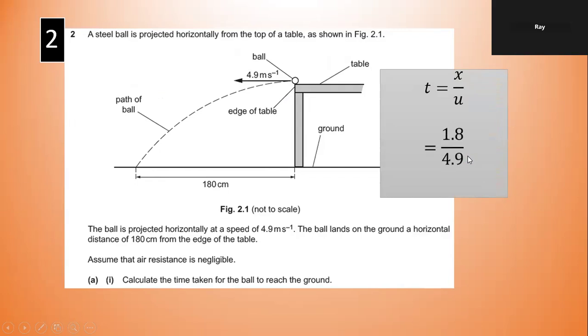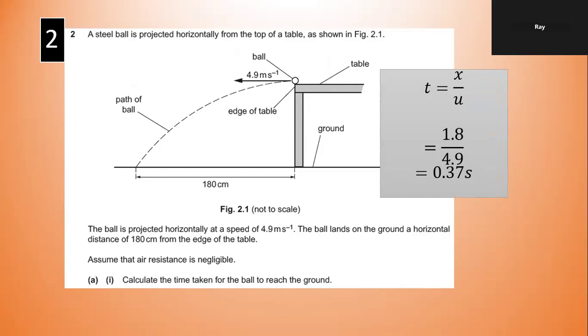I use the horizontal component. Horizontal distance divided by horizontal velocity. 0.37 second. Okay with that? Wait, x is that distance. Change it to meter. And then the speed, 4.9. Yep, you can do that.